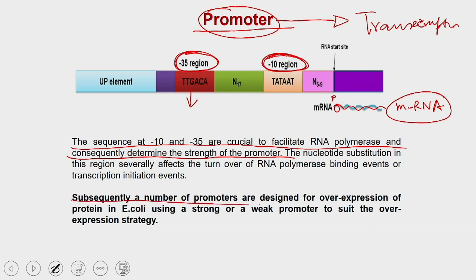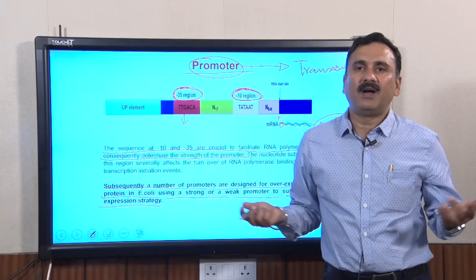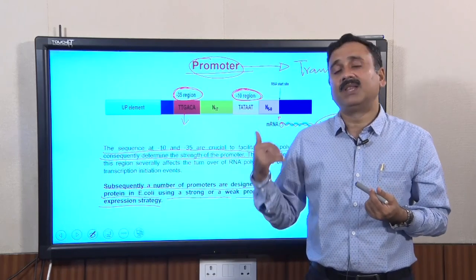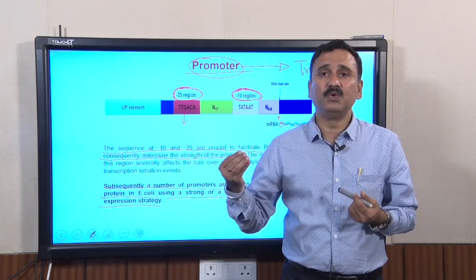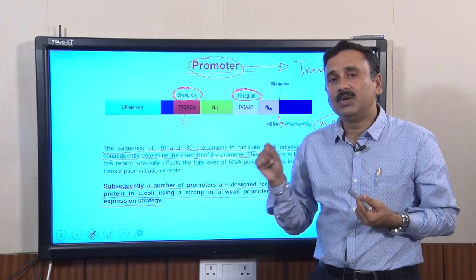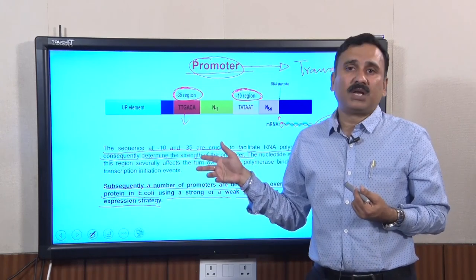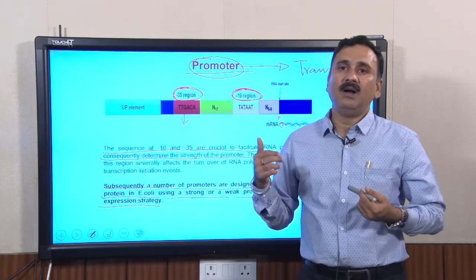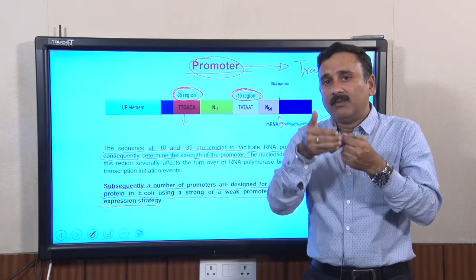Because of this, a number of promoters are being designed for overexpression of a protein in E. coli, using a strong or a weak promoter to suit the overexpression strategy. For example, in some cases it is not essential that you use the strong promoter. In some cases, you prefer to use the weak promoter, because the advantage of a weak promoter is that it lowers the protein production.